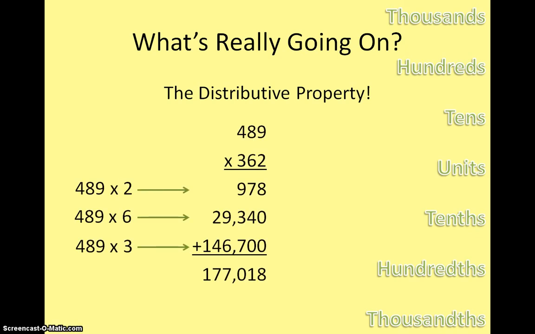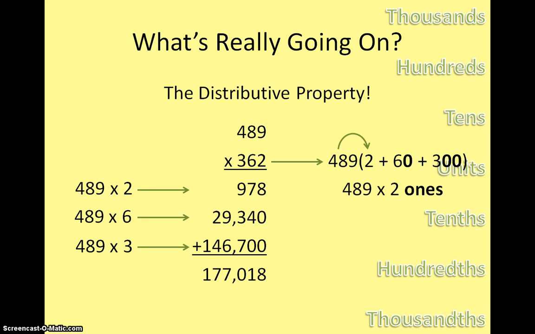Let's start by looking at the problem we just finished in a different way. If we understand place value properly, we can see the number 362 as 2 plus 60 plus 300. At this point, we can use the distributive property to multiply 489 by each term in the parentheses. First, we multiply 489 by two ones to get the 978. Then we multiply 489 by the 60, or 6 tens, to get 29,340.